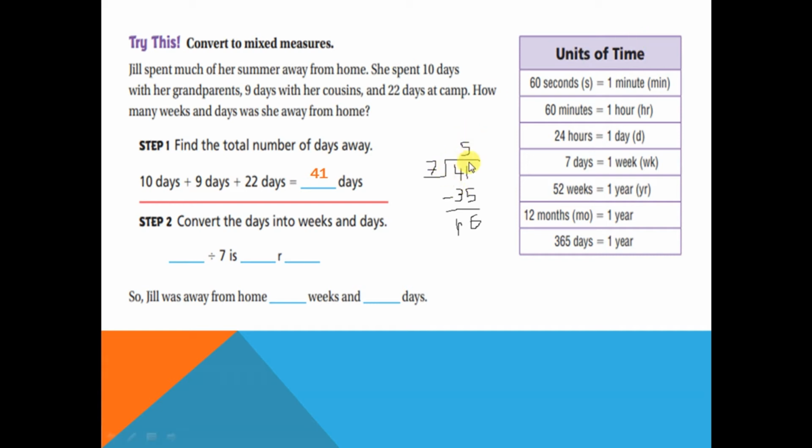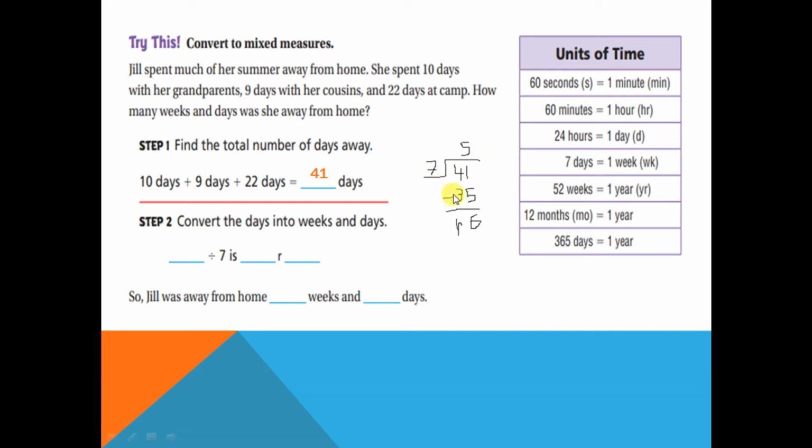So, is it 42? Can I use 42 here? No, 42 is bigger than 41. So what is before 42? It's 35, right? So we can use 35. And 35 is the multiplication of 7 times 5. So we put here 5. Let's multiply. 5 times 7 is 35.